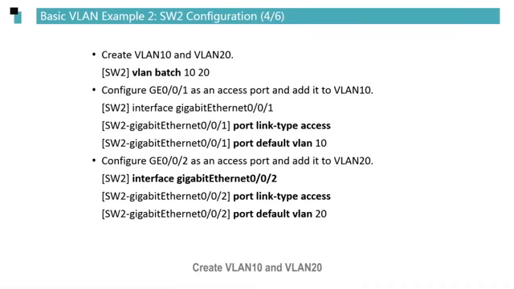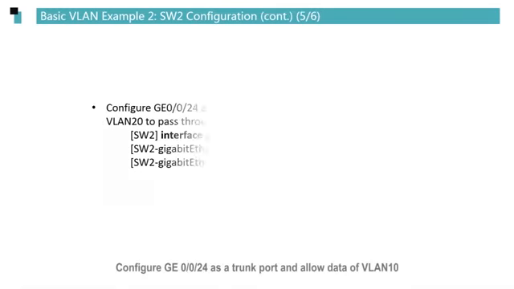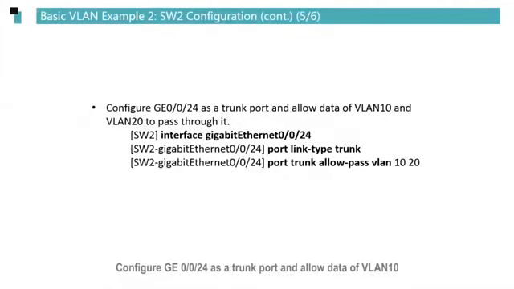On the second switch, create VLAN 10 and VLAN 20. Configure GE0/0/1 as an access port and add it to VLAN 10. Configure GE0/0/2 as an access port and add it to VLAN 20. Configure GE0/0/24 as a trunk port and allow data of VLAN 10 and VLAN 20 to pass through it.